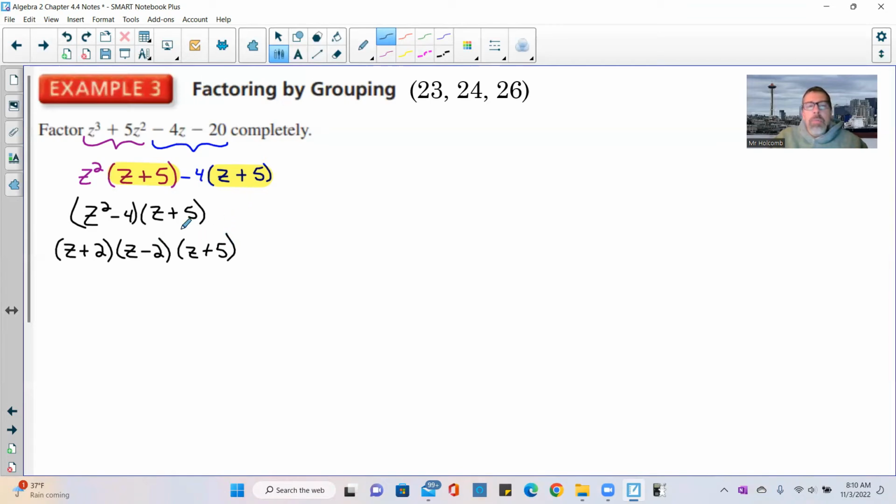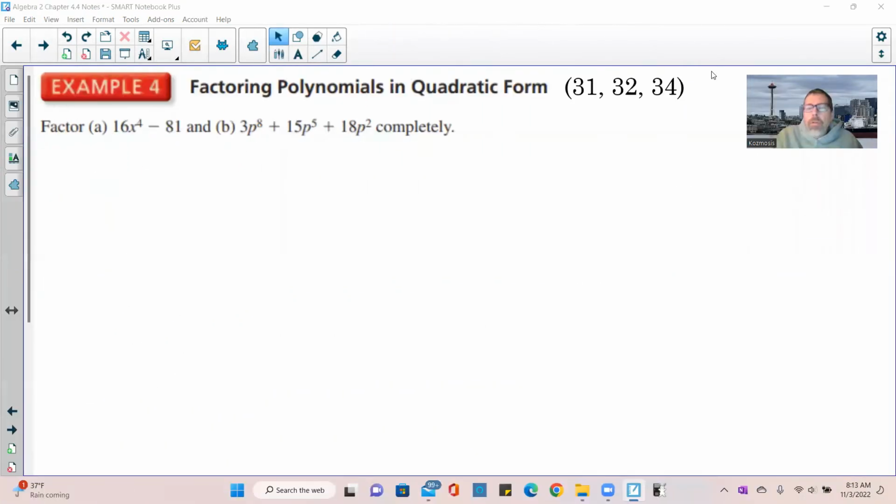Now keep in mind why we are factoring. If we wanted to graph this, we just found the solutions to this function. We found three solutions, or three zeros, and it'd be z equals -2, z equals +2, and z equals -5. Those are the three x-intercepts. Okay, so that is the reason for factoring these polynomials. And so try to do this on problems 23, 24, and 26.